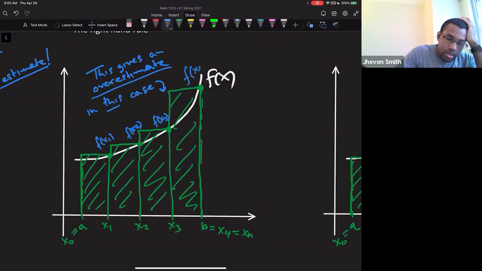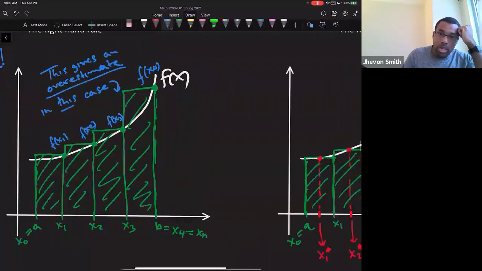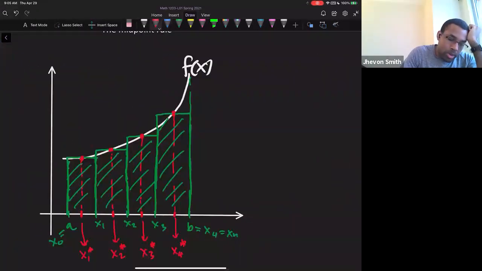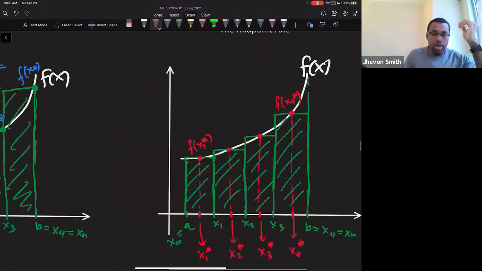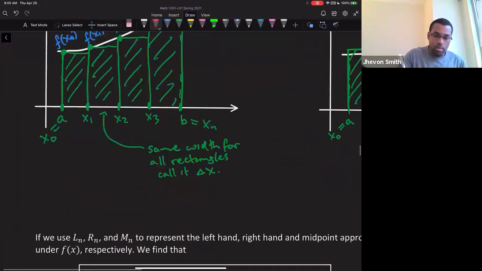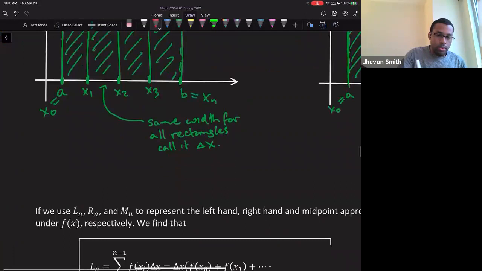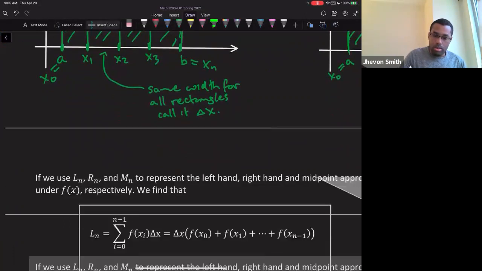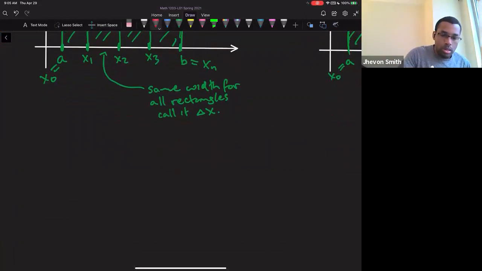It's f of x4. And of course, here we have the midpoints. We have f of x1 star, right, up to f of x4 star, right? You kind of get the idea. Okay, so now let's just look at one of them, how we would actually get to the formula that I have below. Let's look at this one.